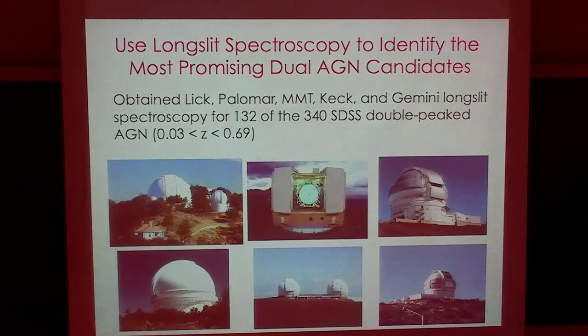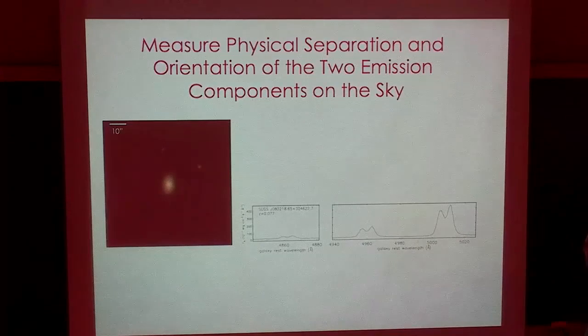And what we did was, well, here's an example of one of the double-peaked AGN. Here's what the host galaxy looks like. Now, if there's two AGN in there or an outflow, we don't know what the orientation is. We don't know where the AGN should be. So since we're doing long slit, we need to observe this at two orthogonal slit position angles so we can be sure we don't miss where the action is.